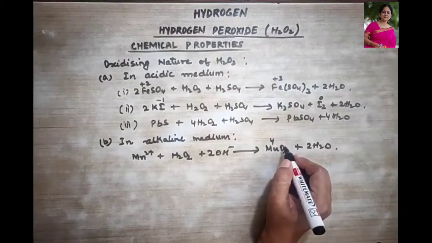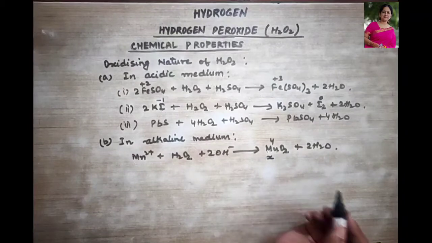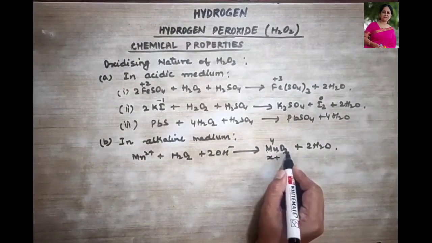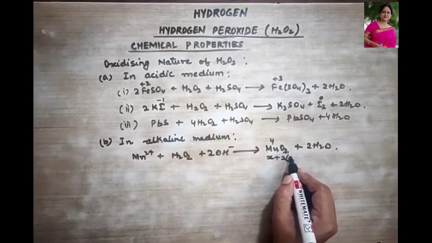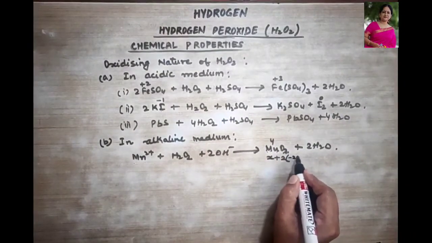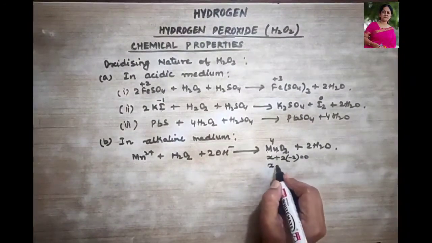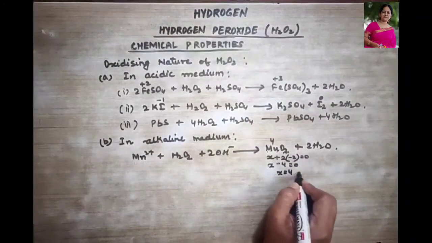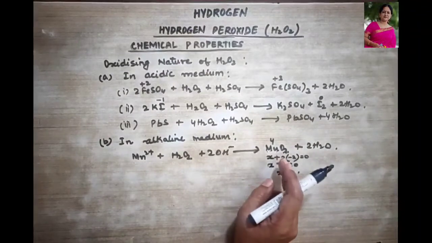How did we get 4 over here? Let us see. We are finding out the oxidation state of manganese. So let it be X, right? Plus 2, this is 2, no? Into the oxidation state of oxygen will be how much? Minus 2. This is equal to 0. So X minus 4 is equal to 0. So X is equal to 4. So this is the oxidation that I have calculated over here.